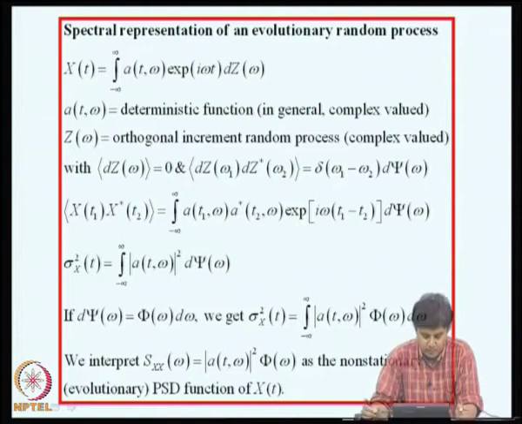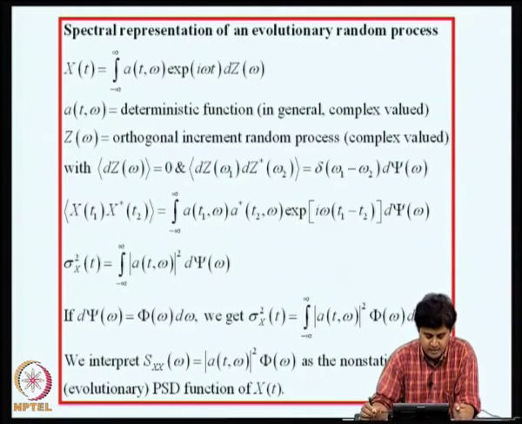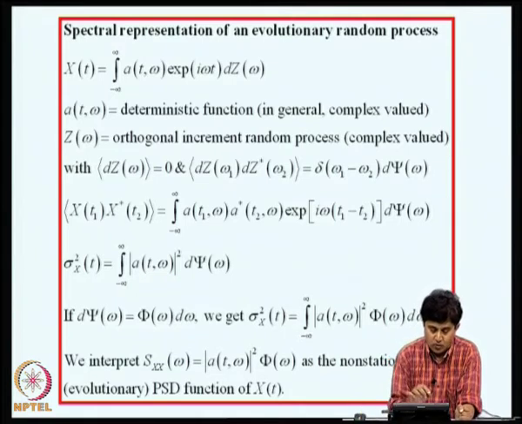Now, we briefly discussed about Poisson pulse process model in the previous lecture. We will continue with that to start with. So, I would like to discuss to start with the topic spectral representation of an evolutionary random process.